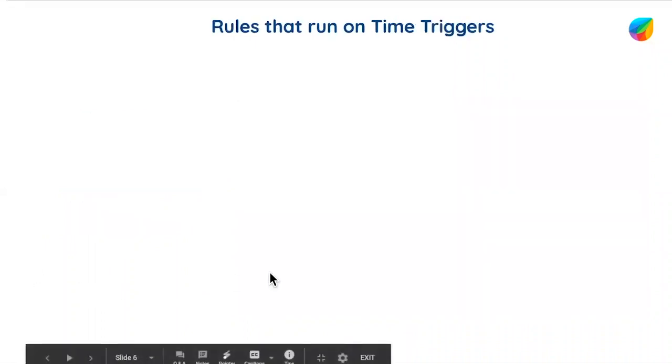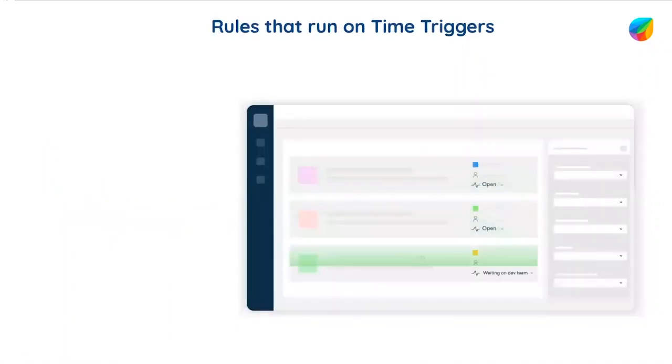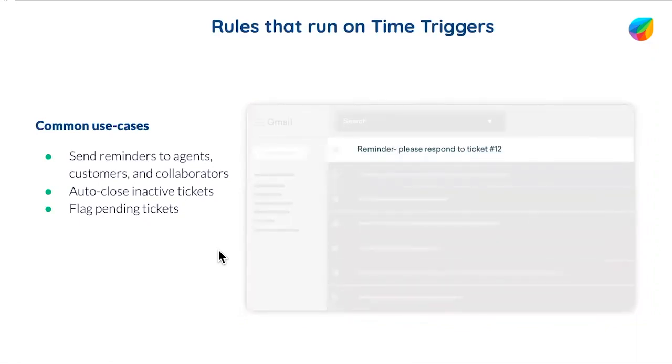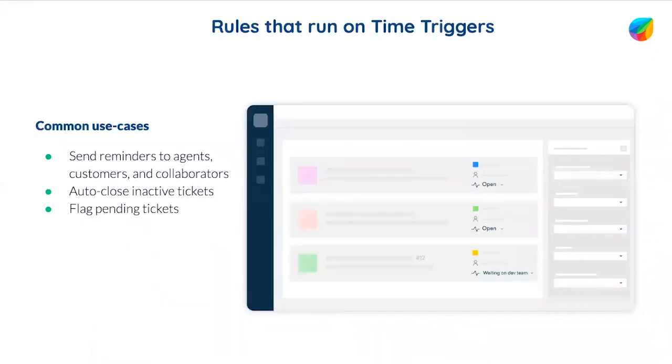Now, the last one are rules that run on time triggers. Now, these rules scan your tickets every 1 hour and check if there's anything that needs an update. So these are the rules that will be getting rid of your to-do lists, so that they take care of reminding different people in your team. They can take care of reminding people that you need help from.